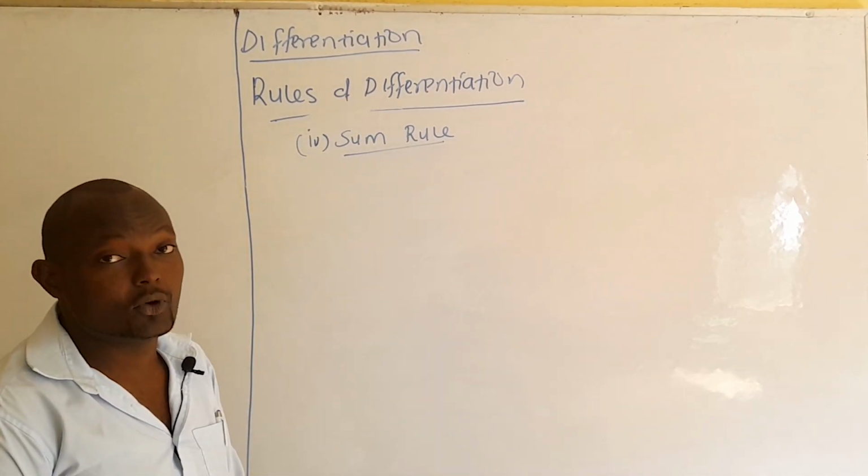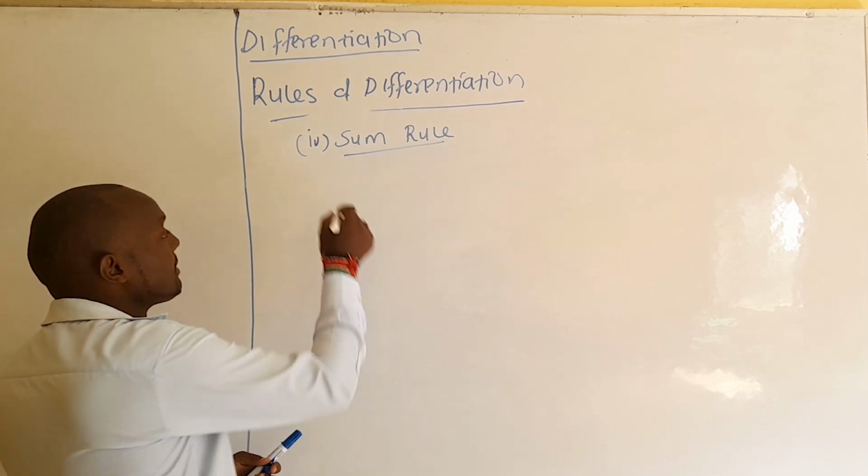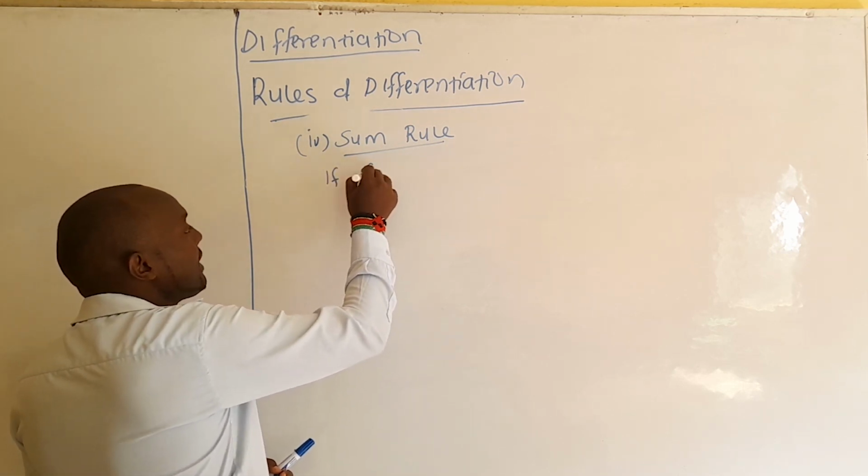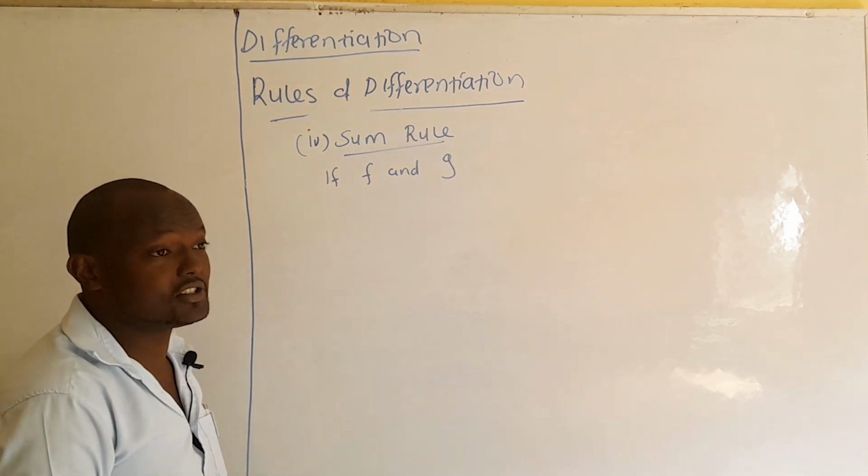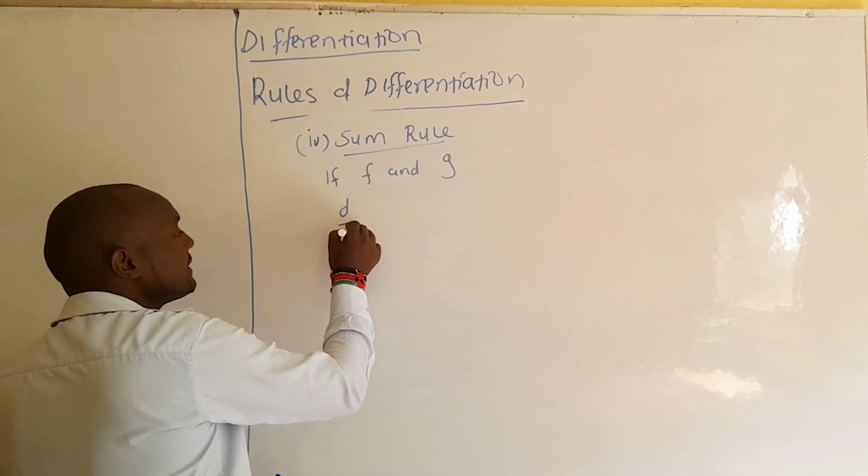When it comes to the sum rule, let's assume we have two differentiable functions. If we have f and g, and these two are differentiable functions, how do we differentiate?